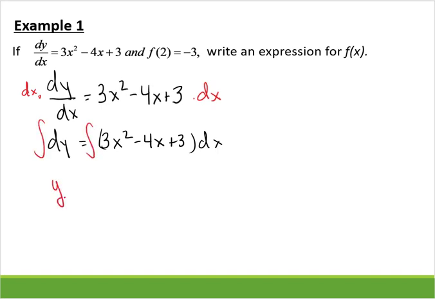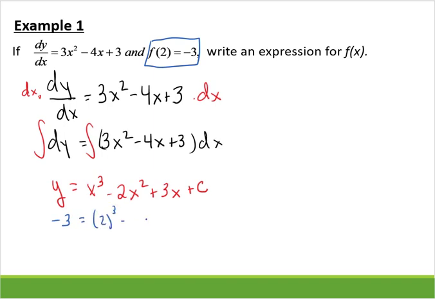The integral of y, dy is y. The integral of our right side is x cubed minus 2x squared plus 3x plus c. Now they give me this initial condition that f of 2 equals negative 3. So I plug in negative 3, I plug in 2, and I solve for c, and for c I get negative 9.